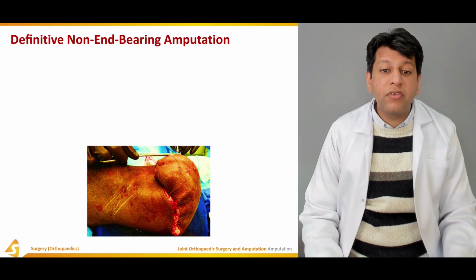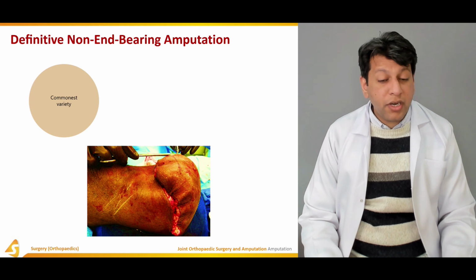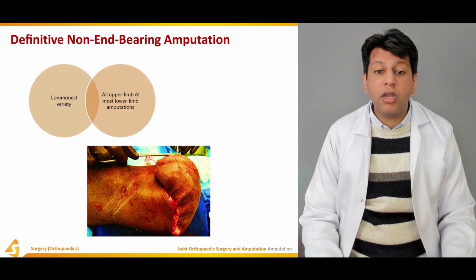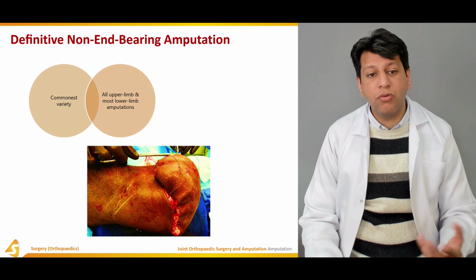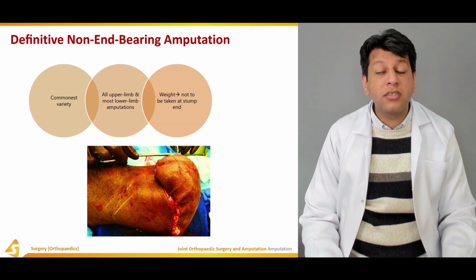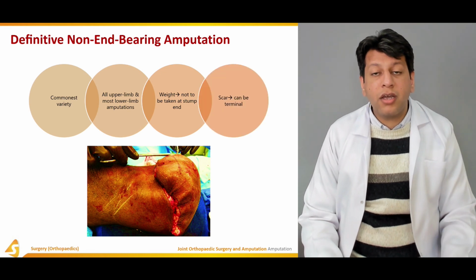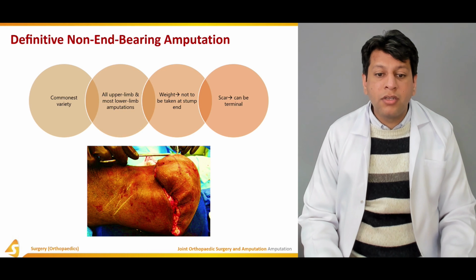Now coming to the definitive non-end bearing amputation. These are one of the commonest varieties, and almost all upper limb and most lower limb amputations are non-end bearing amputations. The weight is not to be taken at the stump end, and therefore the scar can be terminal.